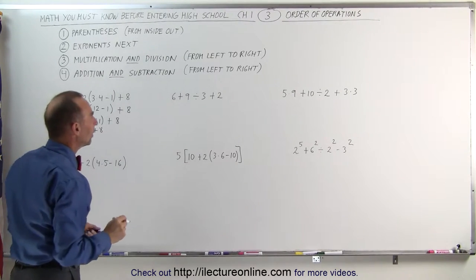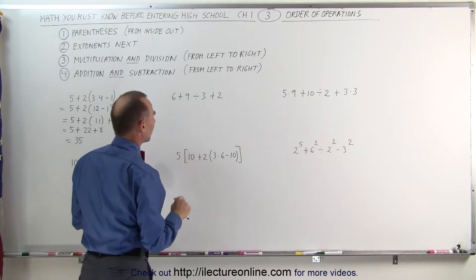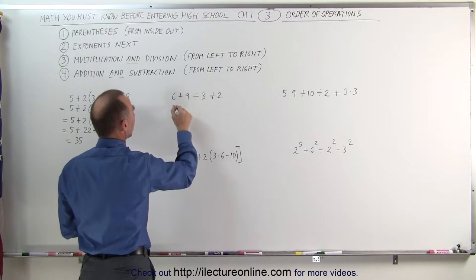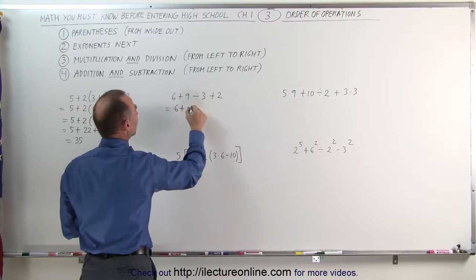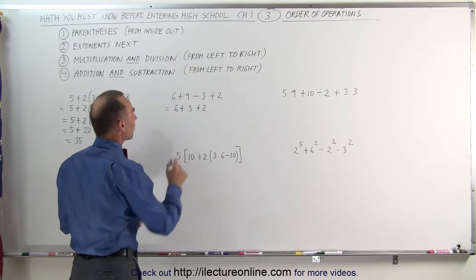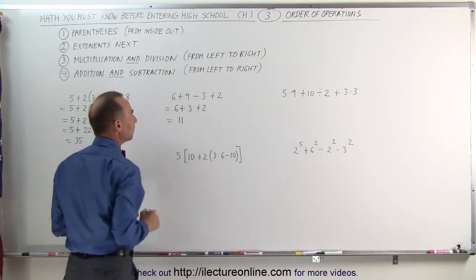Our second example has an addition, division, and an addition. We do the division first because that has priority over addition. This becomes 6 plus 9 divided by 3 is 3, plus 2. All we have left is additions now. This becomes 6 plus 3 is 9, plus 2 is 11.